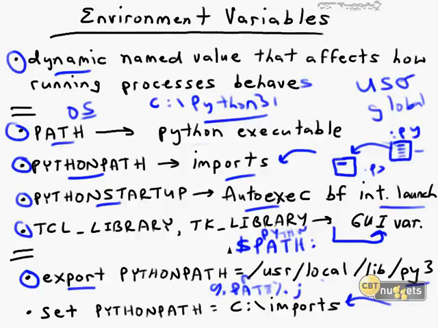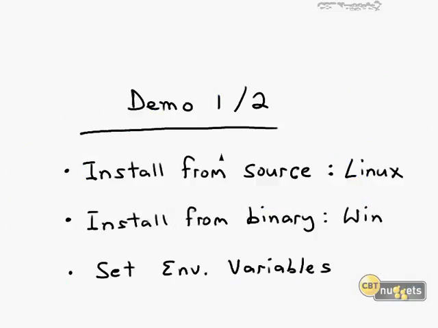It's a heck of a lot easier than horsing around with these command line options where you can inadvertently overwrite your existing paths. It's time for our first demo. In this demonstration, I'm going to show you how to install Python 3 from source on an Ubuntu Linux machine. Then we're going to run through a binary installation on Windows, and then we'll work a little bit with environment variables so you can get a better feel for how those work with Python.